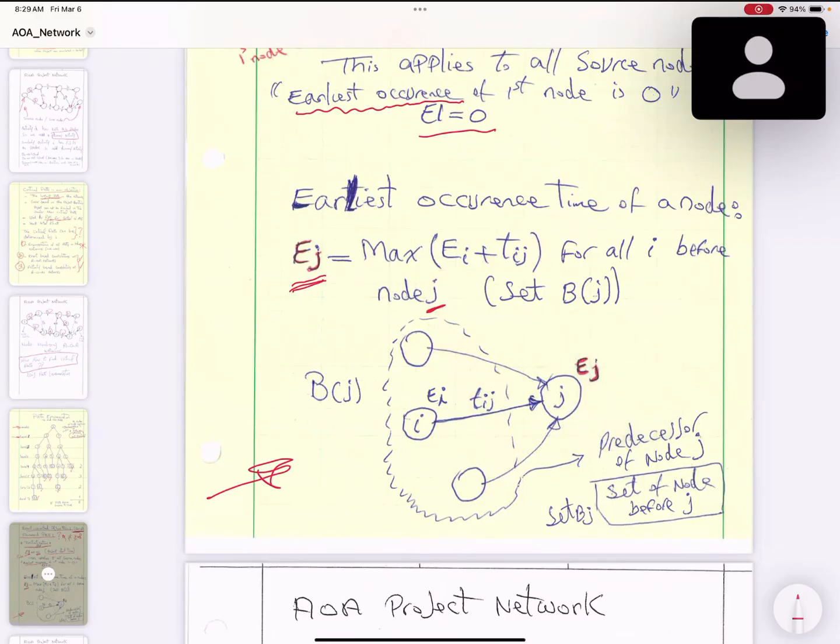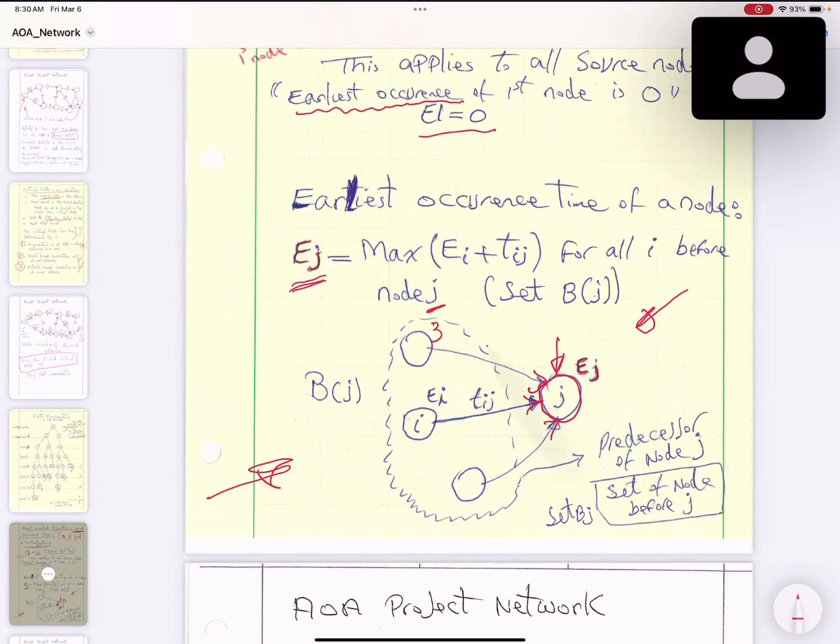Imagine I have broken up a portion of your network and shown it over here. This is a small section of your network, and this is your node E sub J. I want to see how early I can start this activity. It says E sub I plus T sub ij. That is the earliest start of this successor node. So E sub I plus T sub ij, you add them. If the earliest start for this node is 3, correct?